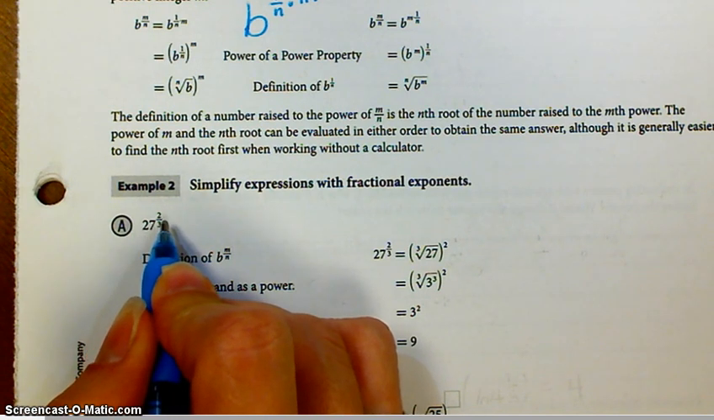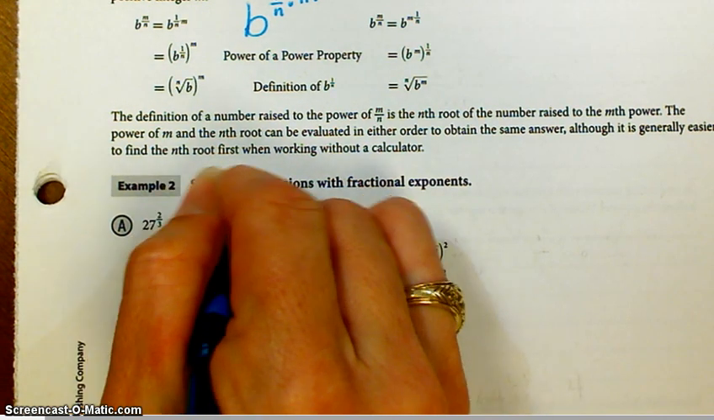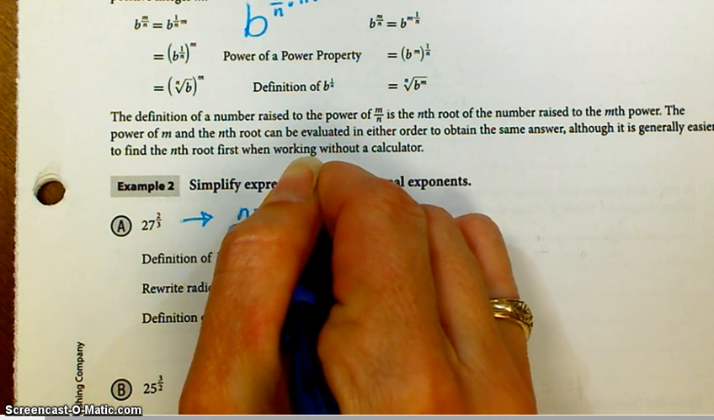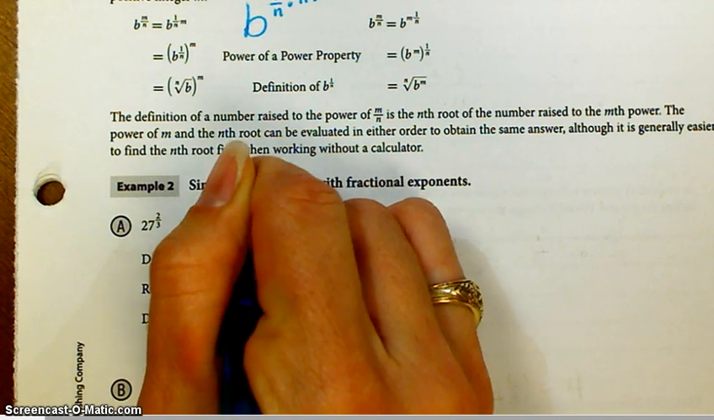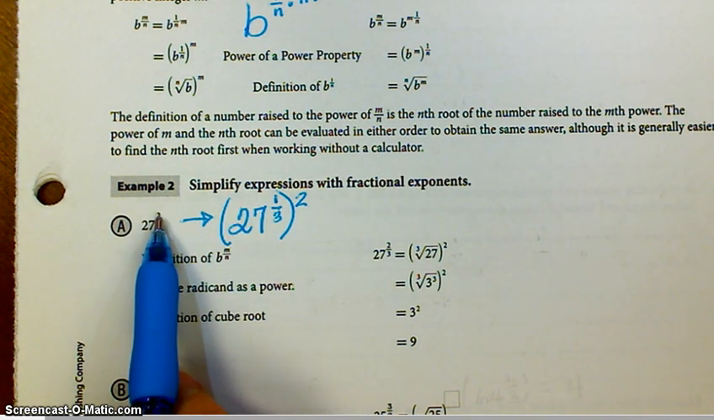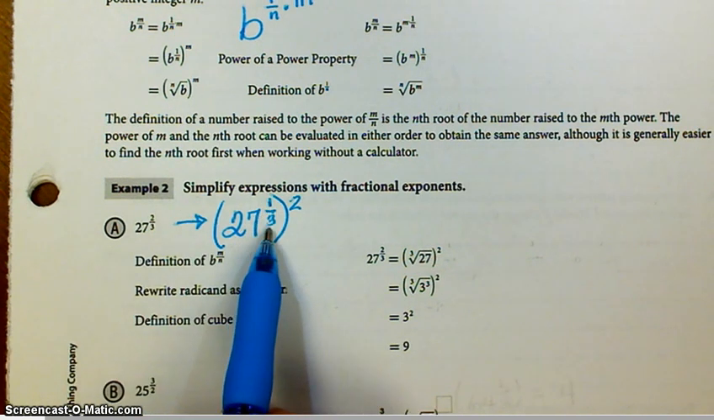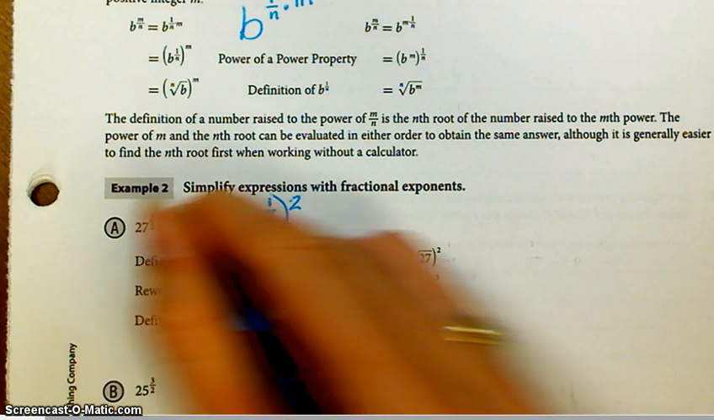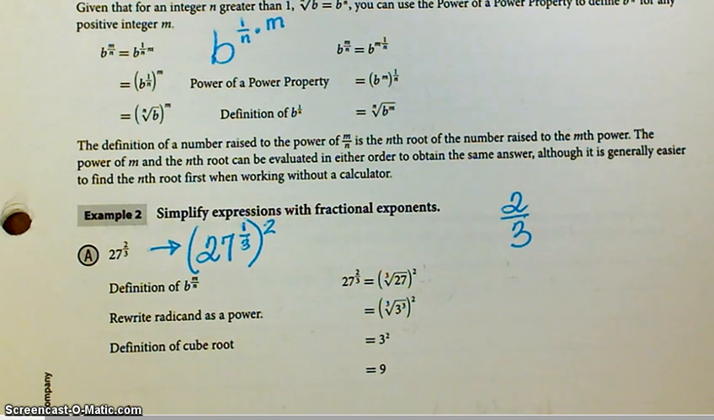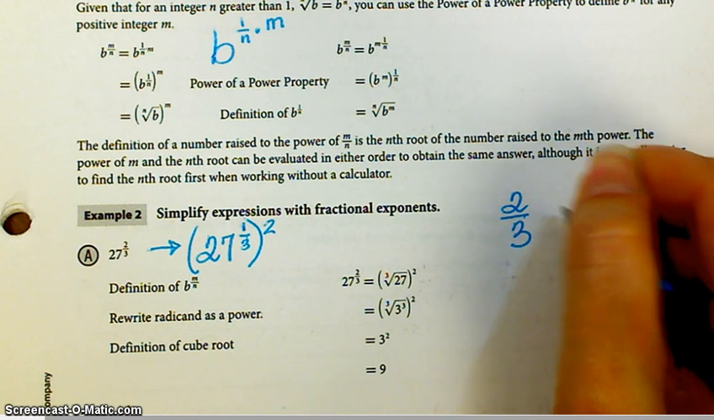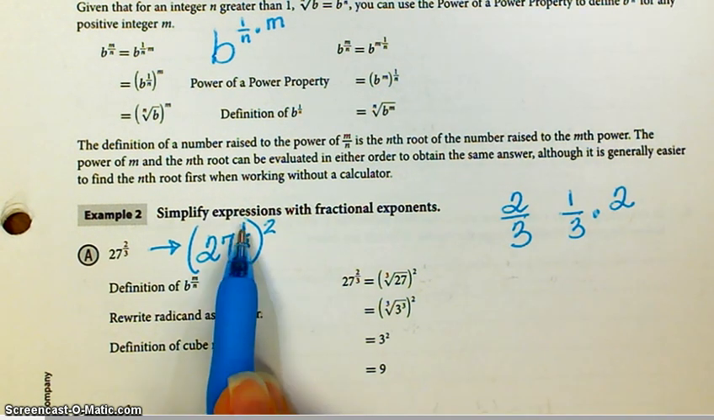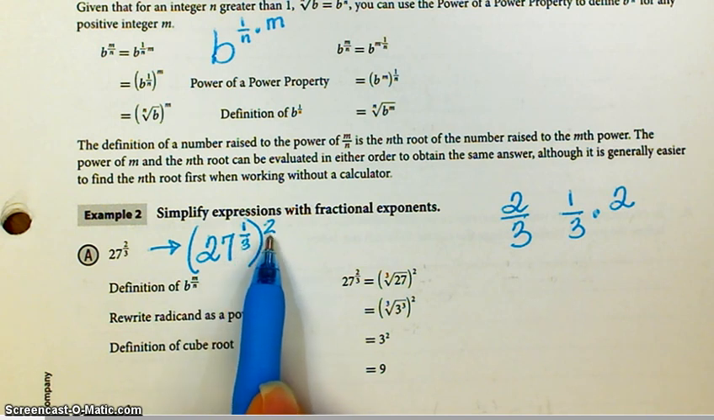27 raised to the 2/3 power is the same really as 27 raised to the 1/3 power squared. Okay? Because the squared part came from the 2 up here. The 1/3 was what was left. So if I just take the power, that's really 1/3 times 2, which is basically how I split it. 1/3 squared.